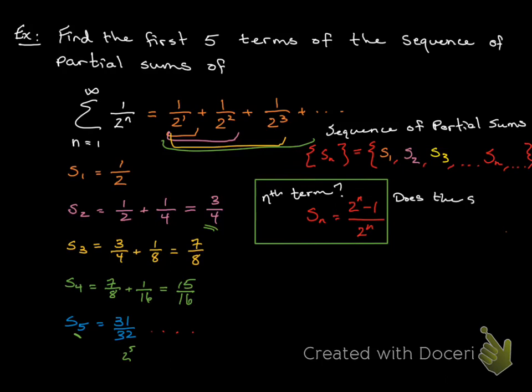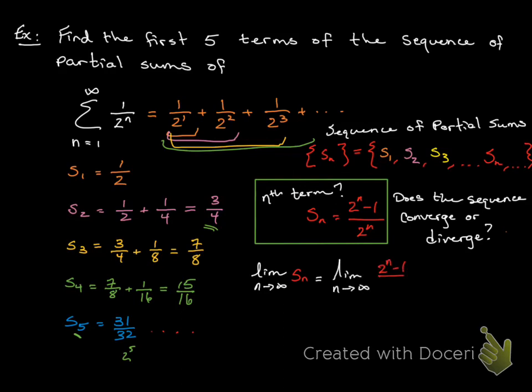Does the sequence converge or diverge? Does that approach a number? Let's take the limit as n goes to infinity of this sequence. And I can try to manipulate things. We could use L'Hopital's here, but there's one term on the bottom, so I can split things apart.